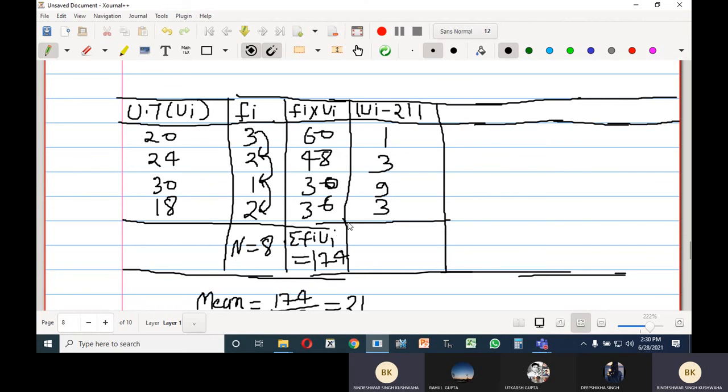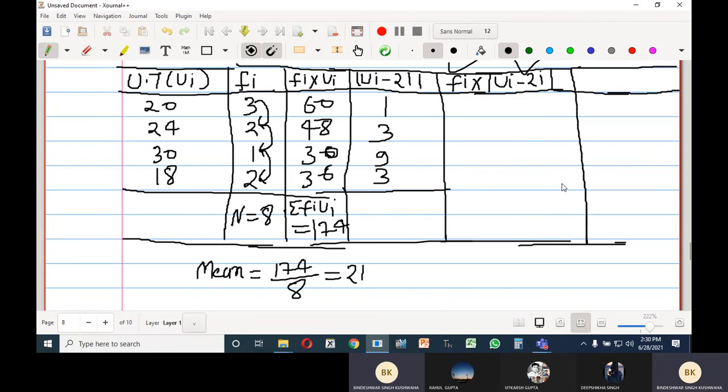So this is the deviation. Thereafter you will multiply fi into ui minus 21. We have calculated that already and this is given. So what will we do? We will multiply both of them.